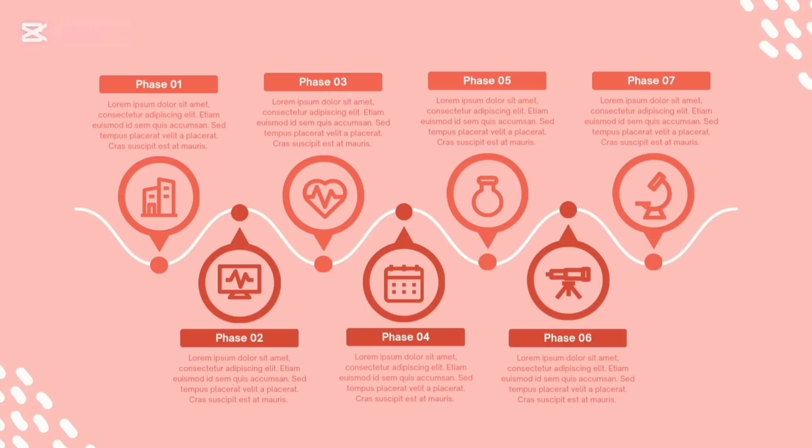functions optimally. For instance, the cardiovascular system, which includes the heart and blood vessels, circulates blood to deliver oxygen and nutrients to tissues and organs. Meanwhile, the respiratory system, which includes the lungs and airways, brings in oxygen and removes carbon dioxide from the body.